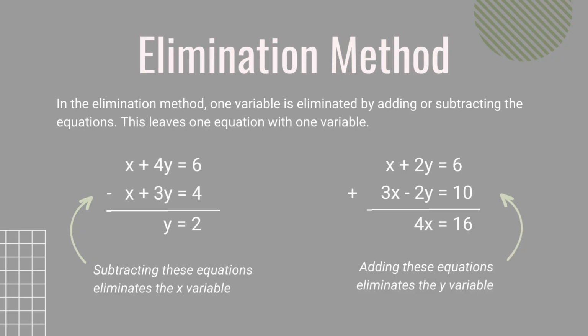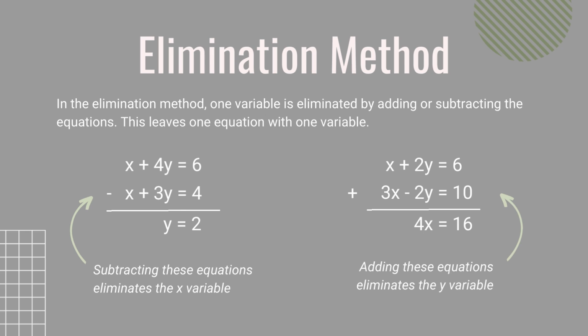What do we mean by elimination method? When you have two or more equations, in this elimination method, we eliminate one variable by either adding or subtracting the equations. So this leaves us with one equation and one variable, which will be easy for us to solve. We have two examples on the screen: x plus 4y is equal to 6, x plus 3y is equal to 4. So we subtract one of the equations from the other to take off the x, and then we have y is equal to 2. We can then plug in the value of y into either of these equations to solve for x.